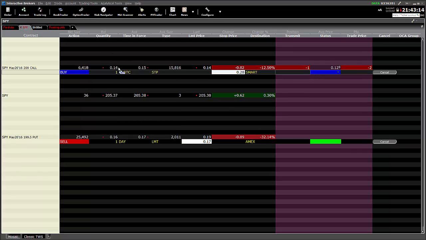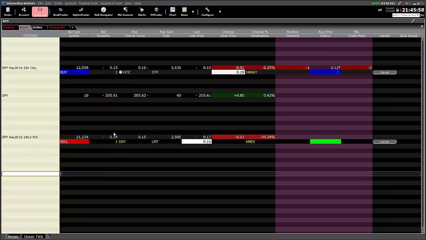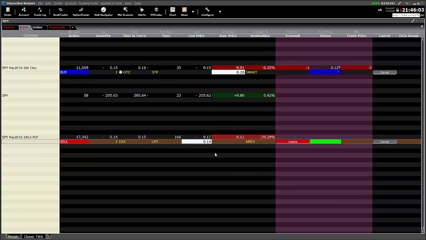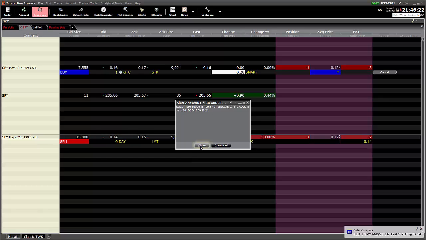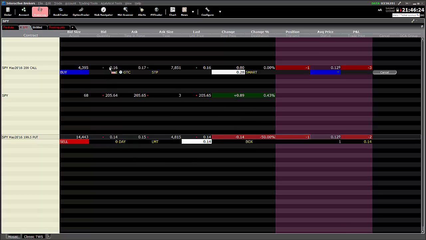I've settled the call side, so I'll now look back at the put side. I'll pause the video and come back. The put option has gone down in price because the SPI is moving up. I'm going to take the 14. The order is filled on the 14. I'm filled on the call side for 14 and I'm filled on the put side for 14.